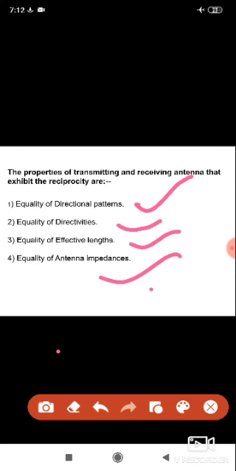So there are some important properties that exhibit reciprocity. We are all aware that we have studied the reciprocity theorem in circuit analysis, but it is also valid in the antenna system, and these are the points why it is valid.